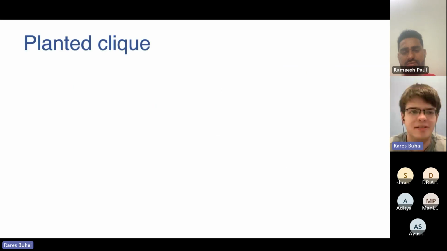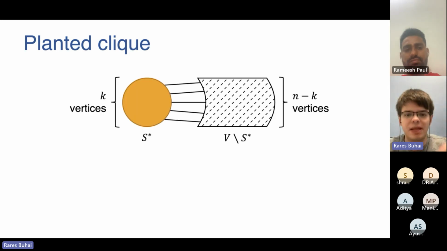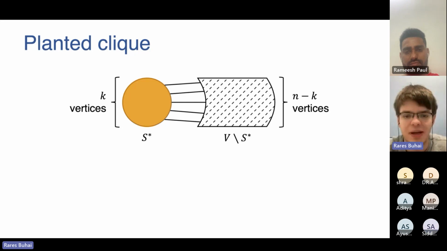So I'm going to start by talking about the standard planted-clique problem, which is really an average case version of the maximum clique problem. And the entire idea is that you have a random graph in which each edge appears with probability half. And then you put a k-clique in it, and you want to understand if you can recover the k-clique. So I want to depict this as follows. So let's say that I split this graph into this part S star, which has k vertices, and the right-hand part V minus S star, which has n minus k vertices.